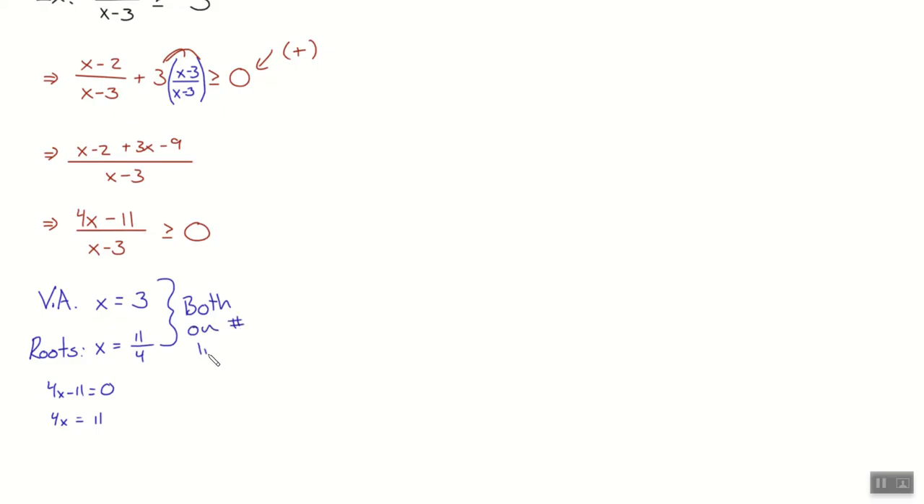Now, the number line that we're working with, just as a reminder, it's really and truly the x-axis. I just don't draw the rest of the graph. So here we go. I'm going to put these on a number line. What number comes first? 11/4, that's like 2.75. And then here's 3.